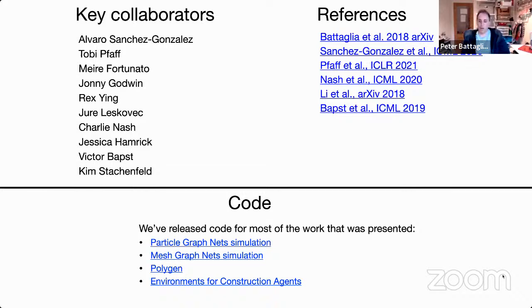Sorry, code for some of these papers too. For most of the papers, I think we have released code, or at least for the environment. So if you're interested, you can check it out.